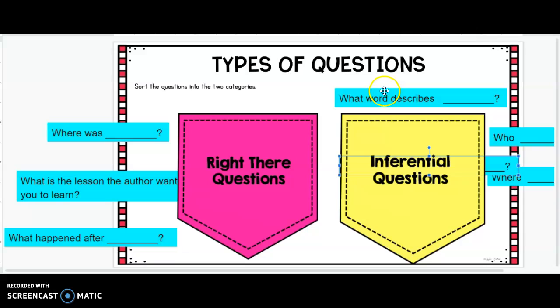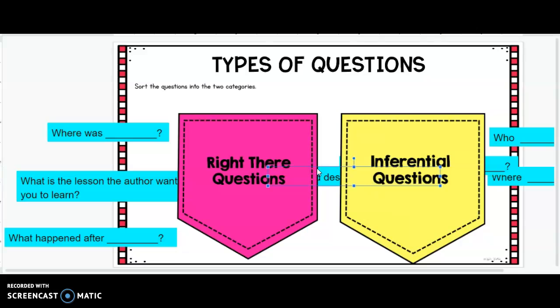What word describes? So, if we are asked what specific word in the text describes that character, then it would be a right there question. But if we were asked to come up with our own word based on what we have read, using the text clues and our schema, then that would be an inferential question. So this could be either. So I'm going to place it right there in the middle.